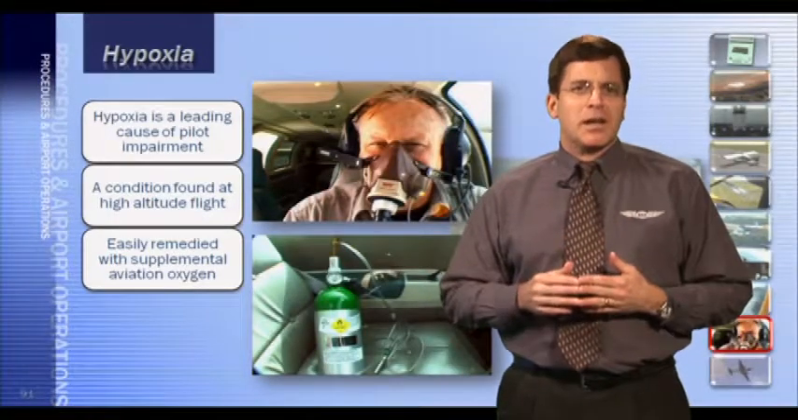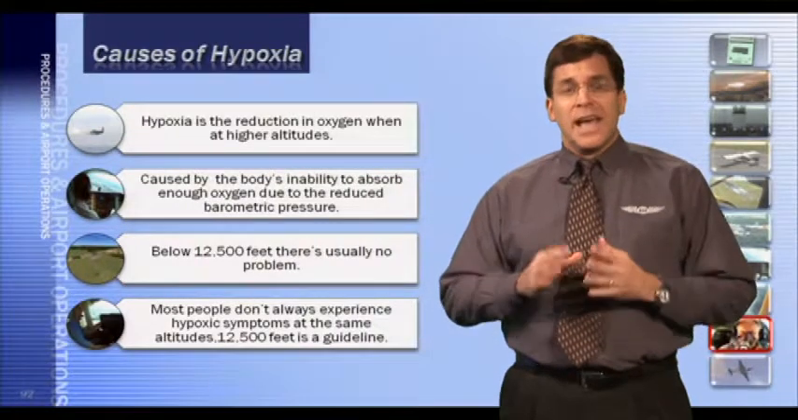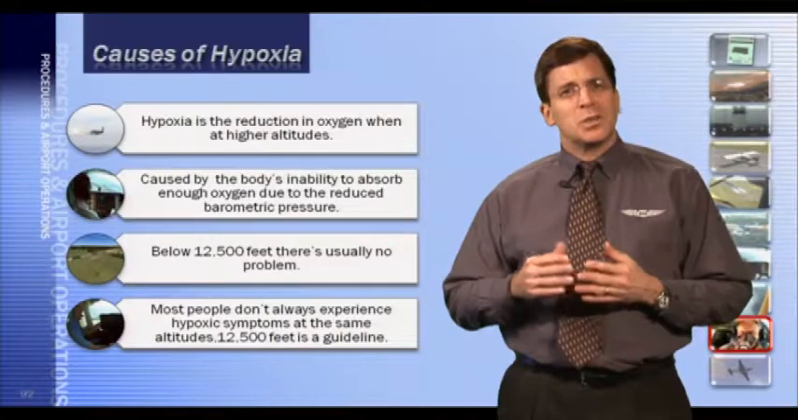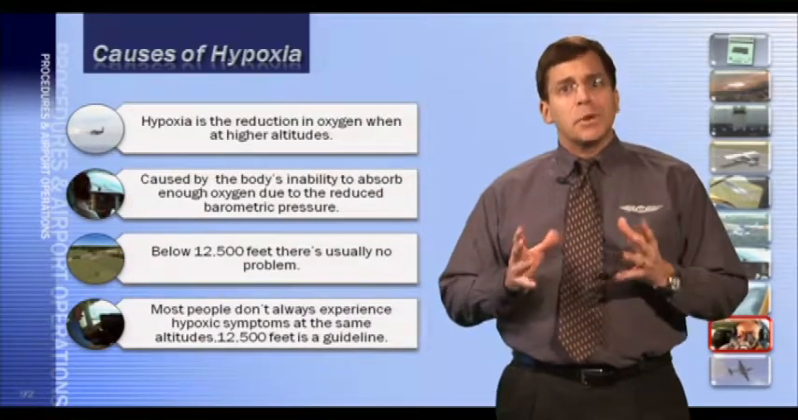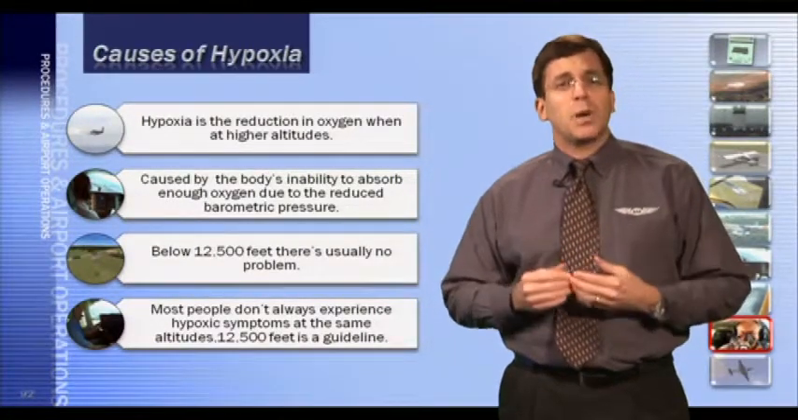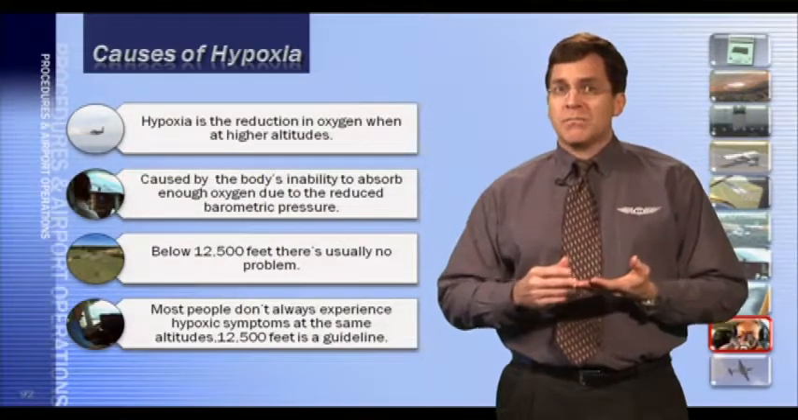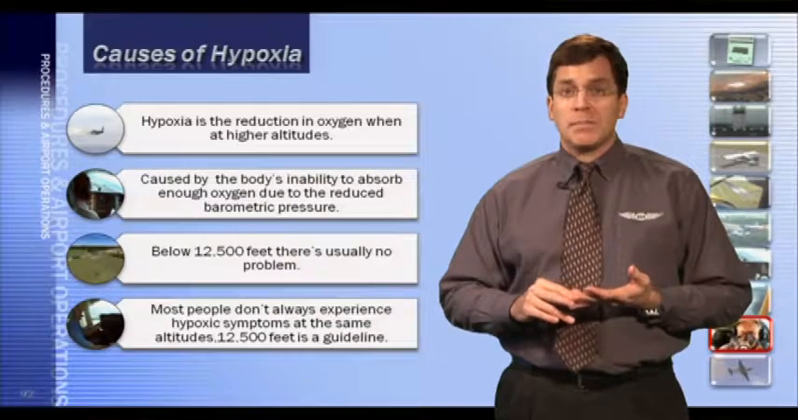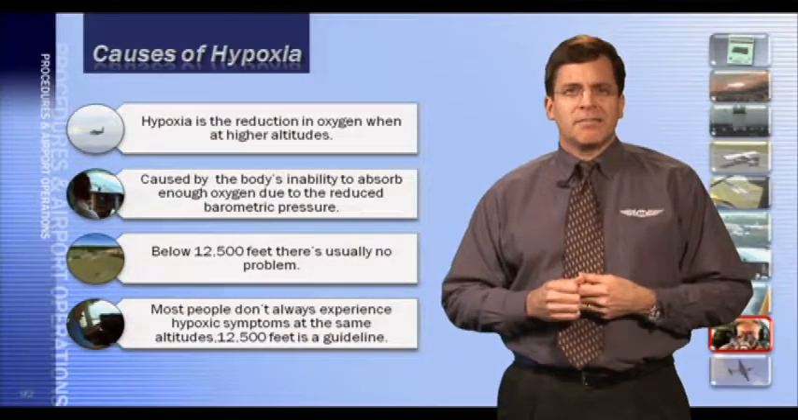Hypoxia is generally a reduction in oxygen when at higher altitudes. At high altitude, our body tissue can't absorb sufficient oxygen due to the reduced pressure. We become hypoxic. Most of us can function well at altitudes below about 12,000 feet. But many factors, for example, your age, general physical condition, and whether you smoke can make you more susceptible to hypoxia. So take 12,000 feet as a guideline.